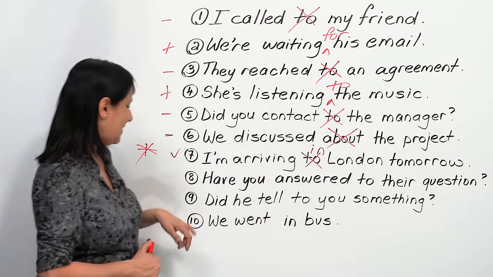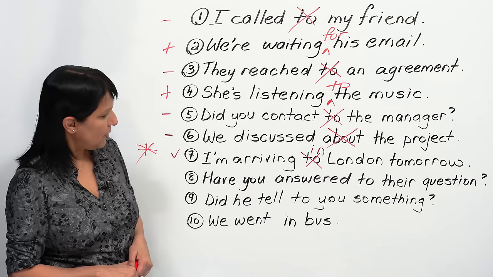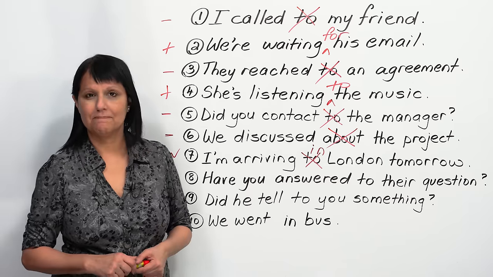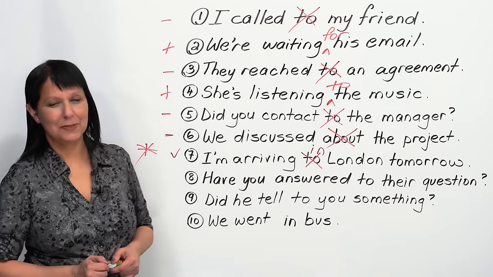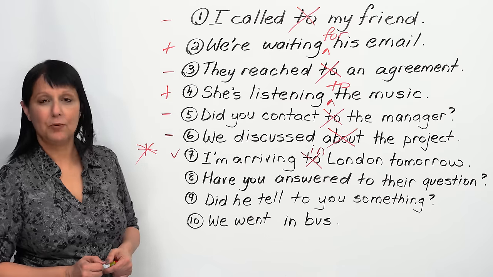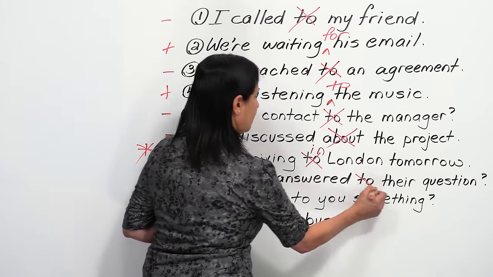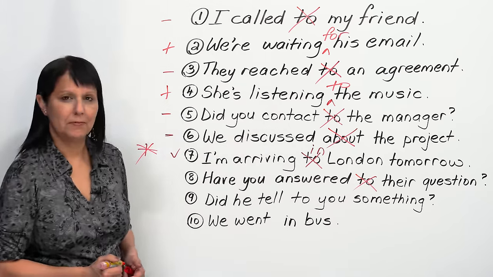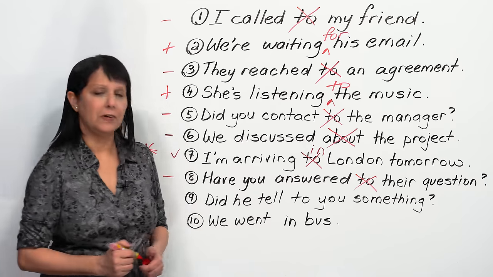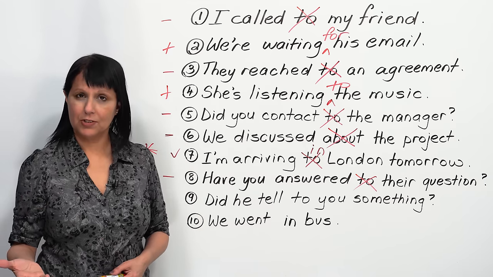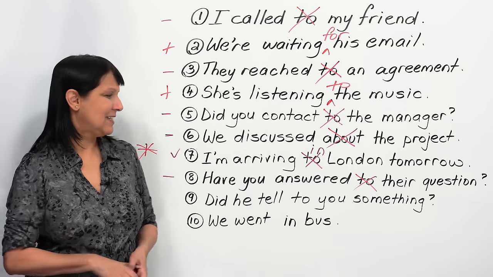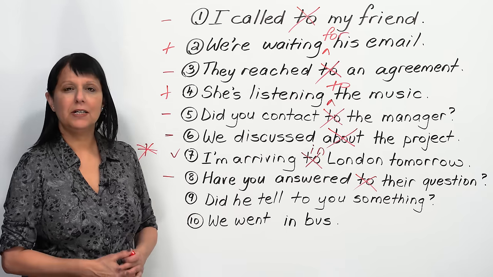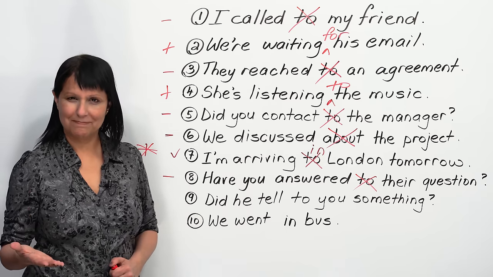Next, number eight. Have you answered to their question? That's also wrong. So, what should it be? Have you answered their question? Okay, so we're taking out the to. Have you answered their question? Have you answered their email? Okay, so say it after me. Have you answered their question?